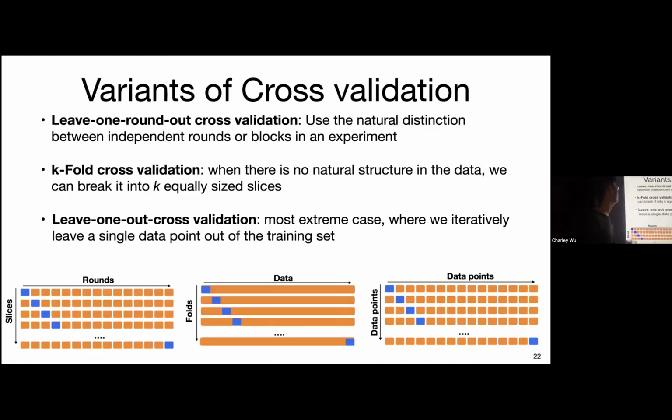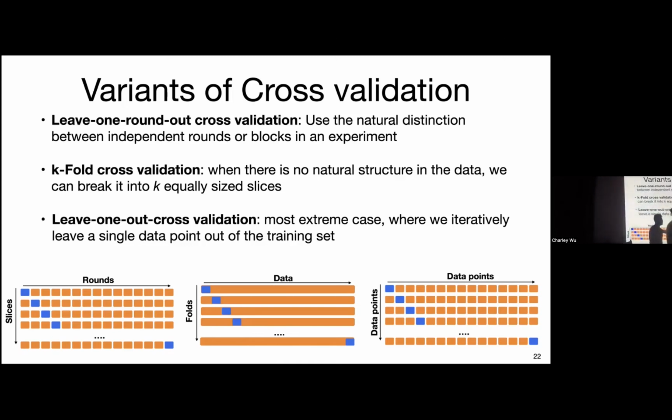There are several different variants of cross-validation as well. So I showed you a couple slides ago leave one round out cross-validation, which can use the natural distinction between independent rounds or blocks in an experiment to separate the data. Sometimes your data, though, has no natural structure like this, and you'll have to break it up into k equally sized slices using k-fold cross-validation, right? So we have this continuous data set.